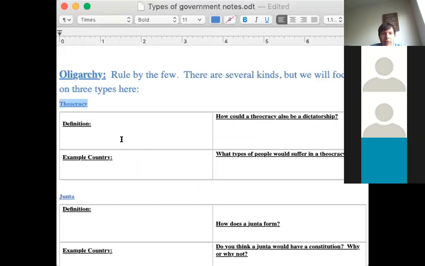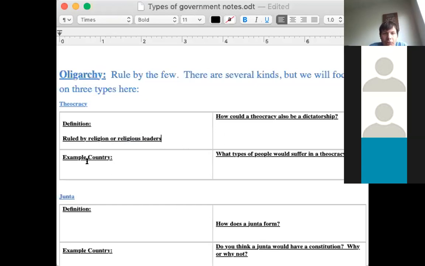So when we go here, give me a kid definition for theocracy. Ruled by religious leaders. A country that is ruled by religion. Any of that would work. Church rules, the mosque rules, the temple rules, whatever you want to say. Okay?